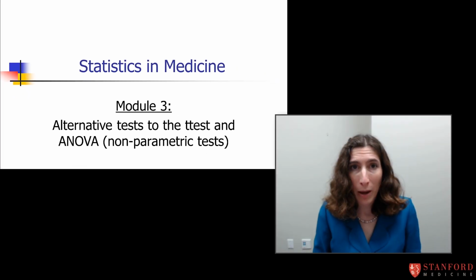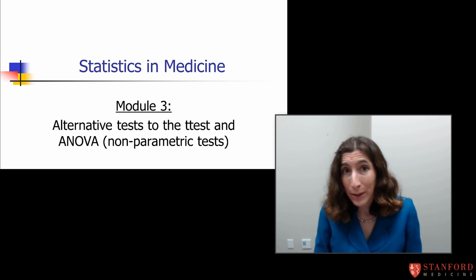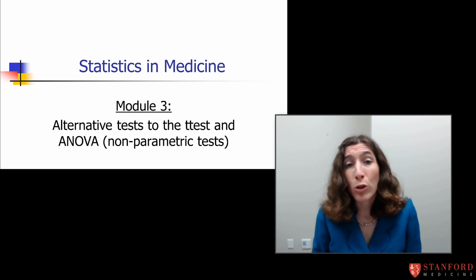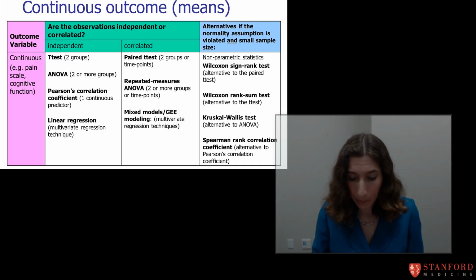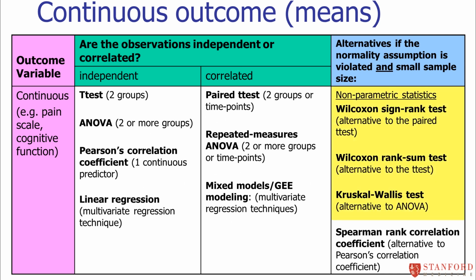In this next module, I'm going to talk about the alternative tests that you can use instead of the t-test and ANOVA when you violate the assumptions of t-test and ANOVA. These are called non-parametric tests. I'm going to be talking in this module about Wilcoxon sign rank, Wilcoxon rank sum, and Kruskal-Wallis test.